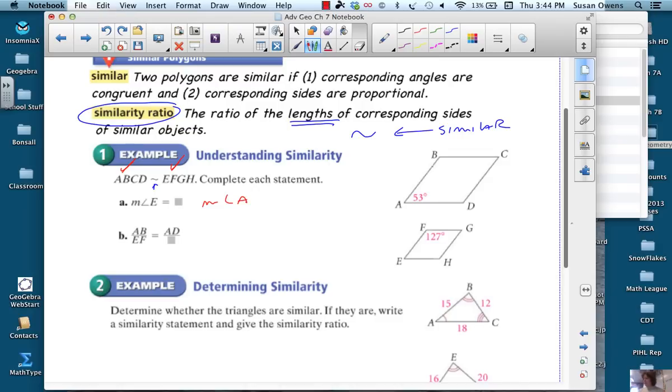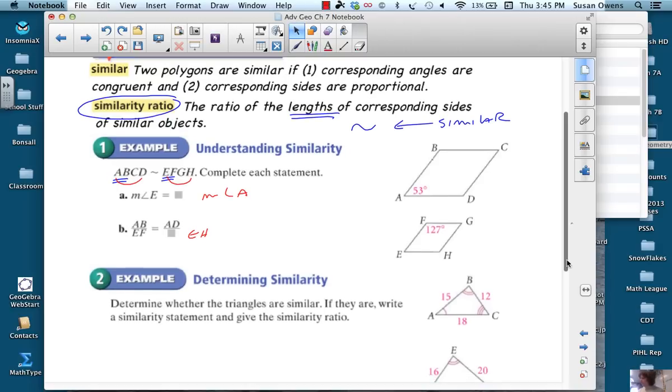Now here's the ratio part. So the ratio of the corresponding sides have to be the same. So AB over EF equals AD, well that would be the first and the last letters, over EH. So I can do that without even looking at the picture. You just make sure that you do the points in the right order.